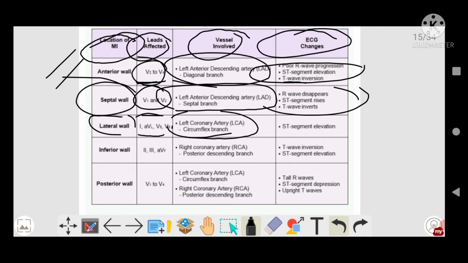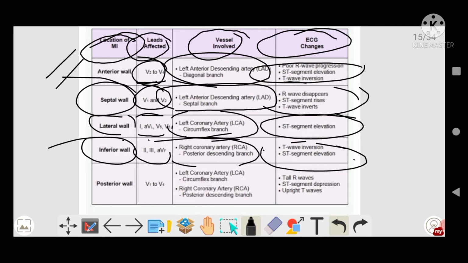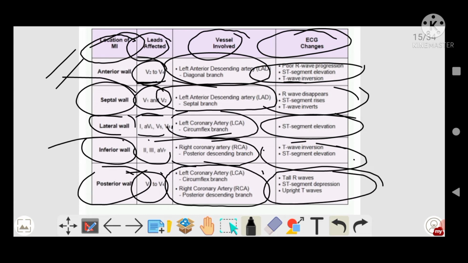Lateral wall in 1, aVL, V5, V6: circumflex branch of the left coronary artery is involved and ST segment elevation is there. Similarly, inferior wall 2, 3, aVF: right coronary artery, posterior descending branch, and T wave inversion, ST segment elevation is there. Posterior wall V1 to V4: left coronary artery circumflex branch, right coronary artery posterior descending branch, and there will be tall R waves, ST segment depression, upright T waves. So these are the changes according to the location of the MI.